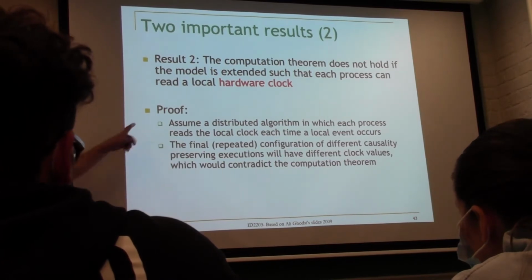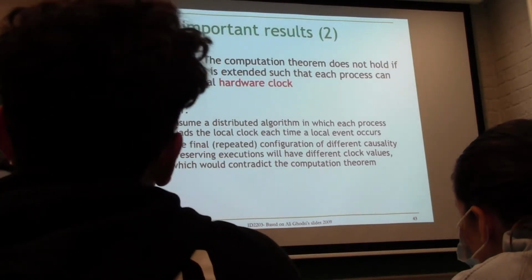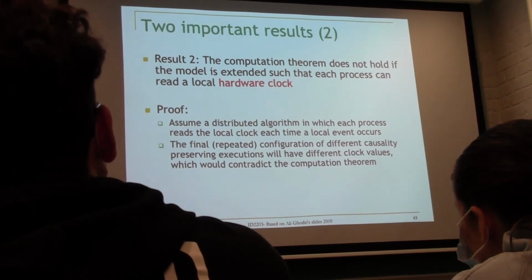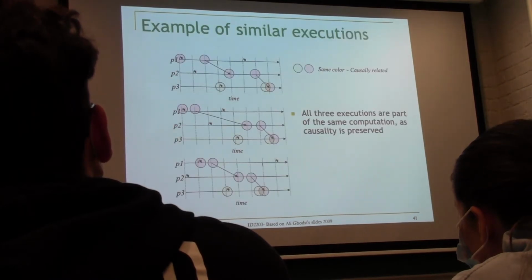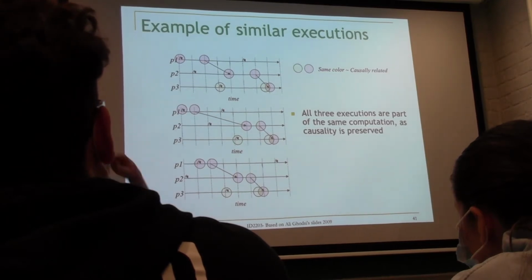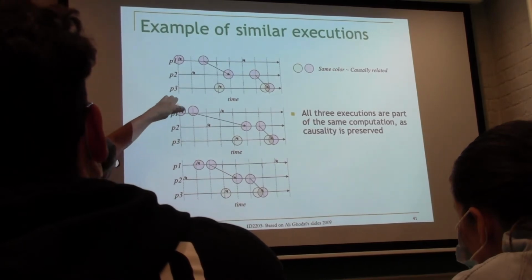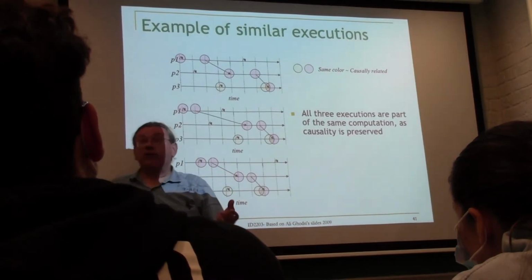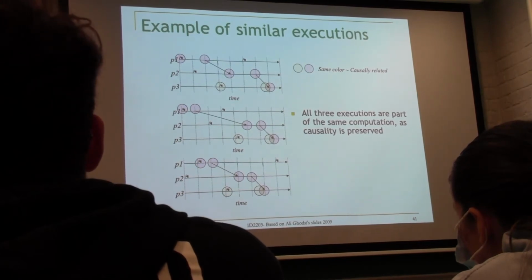If you have a hardware clock, each process can read the clock when there's an event, and so the final configuration will have different values for the clocks. So it won't be the same anymore. If you look at this picture here, if each of these processes has a hardware clock, and whenever there's an event, it reads the clock and puts it in a special register somewhere. Of course, this clock here, P1, is going to be different from this clock, so the final configurations will actually be different. So we're not in our model anymore. We're in a different model where we have hardware clock.